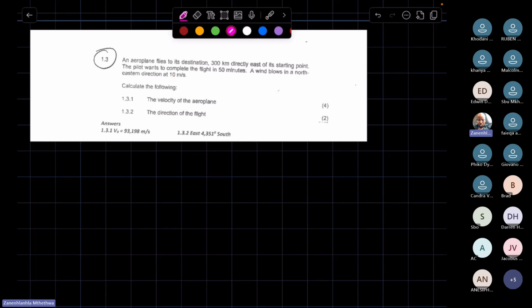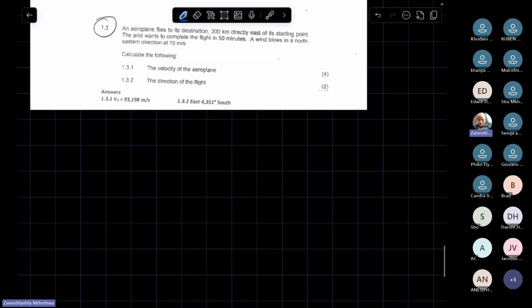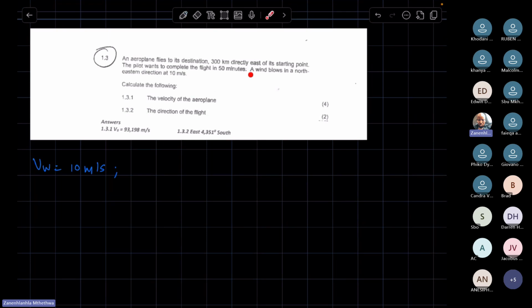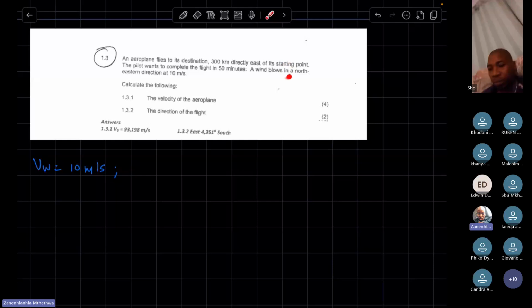Now, we are only given one velocity here, and that is VW, right? They said VW is 10 meters per second. Its direction. Now, they said a wind blows in a northeastern direction. Because the wind direction is given from the perspective of where the wind is headed, it means we're going to use the wind direction exactly as it is. If they say that the wind is going in that direction, then you use the wind direction exactly as it is.